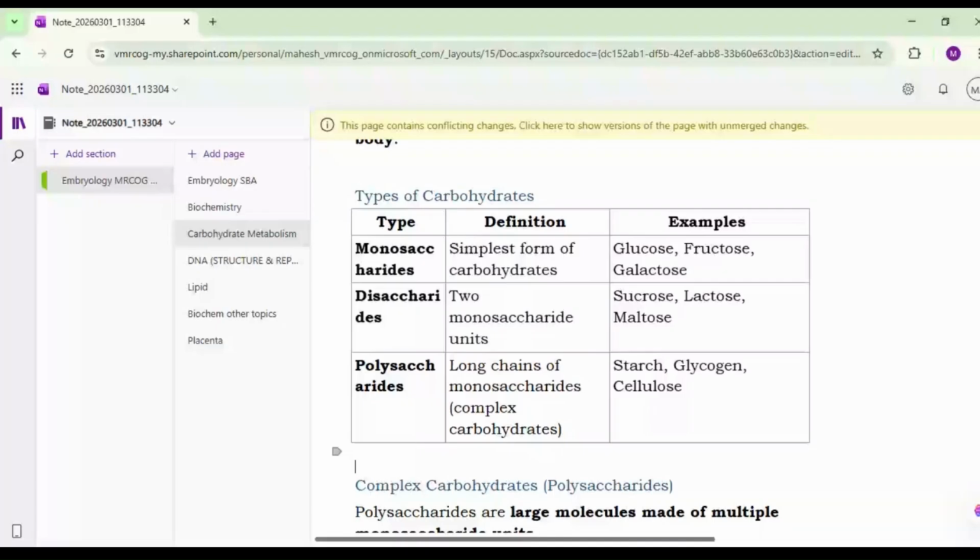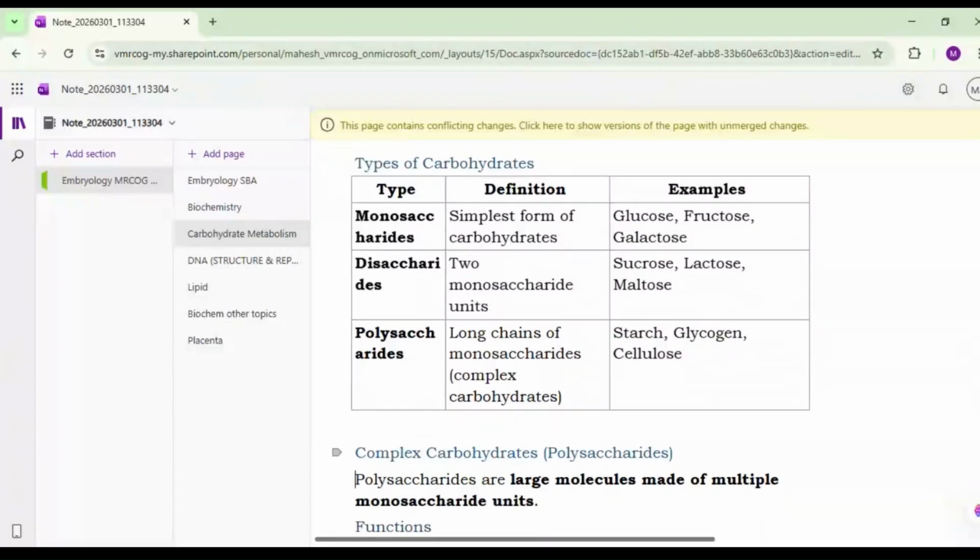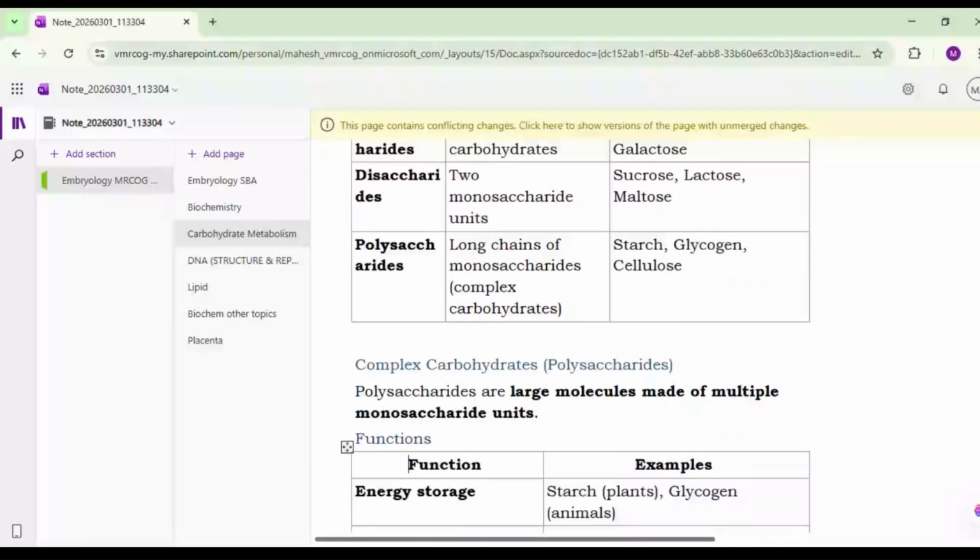And polysaccharides are long chains of monosaccharides. These are the complex carbohydrates: starch, glycogen and cellulose. So when they ask a question, they might ask you for the examples of disaccharides and give you five options, each having three. But only one option will be correct, that is sucrose, lactose and maltose, while the others may have combinations like sucrose, glucose, starch, etc. So you should know the correct group, which are the examples of disaccharides, which are the examples of monosaccharides, etc. Concentrate on this carefully.